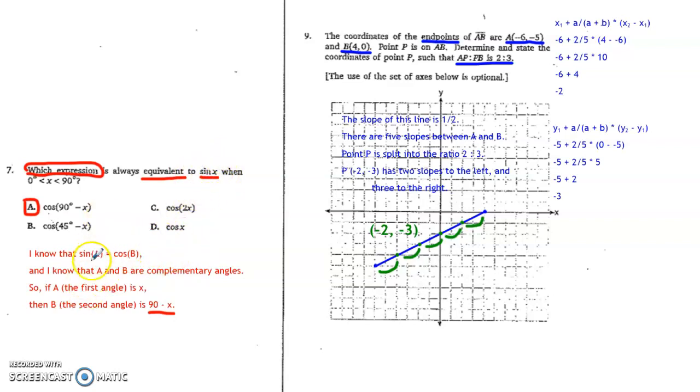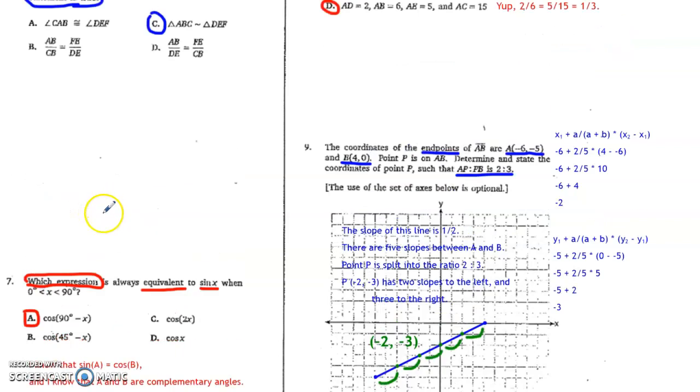Here's why. Sine of A is equal to cosine of B. That's a fact. We know that from the chapter on trigonometry. A and B in this case are going to be complementary angles, which means they add up to 90 degrees. So if A, the first angle, is x, then B, the second angle, has to be 90 minus x because these two angles have to add together to give you 90. They're complementary. So 90 minus x is your answer here.